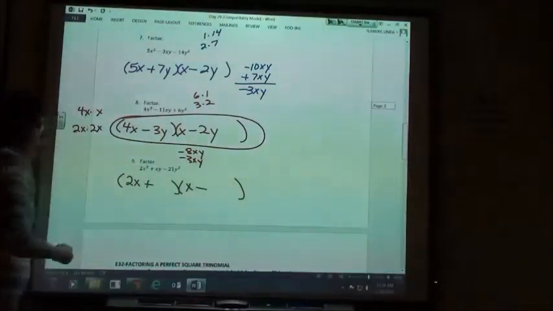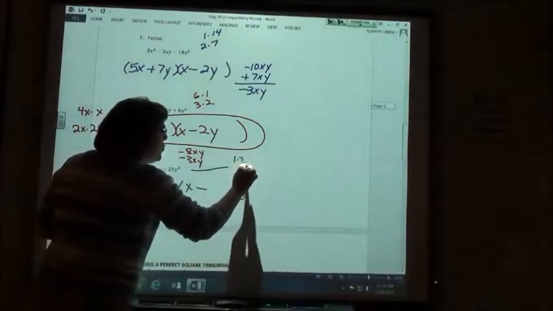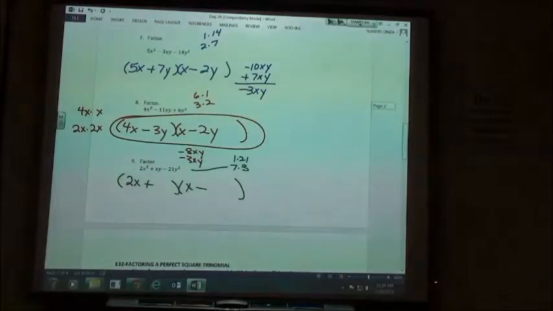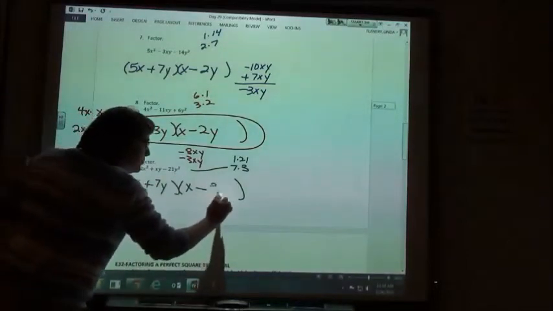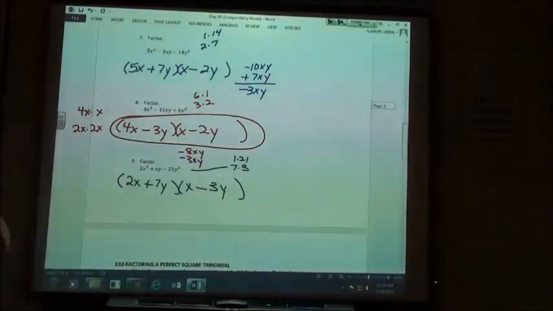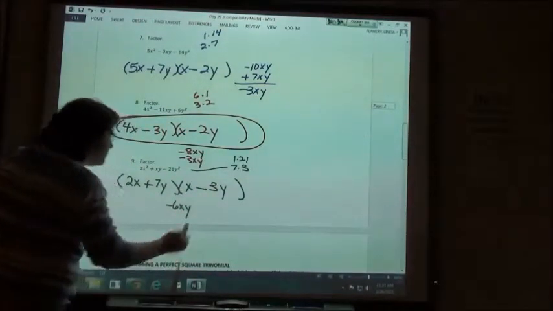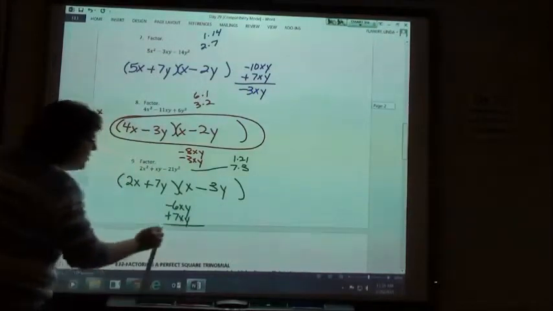Factors of 21y squared. 21 would be 1 times 21 or 7 times 3. I'm going to start with the 7y and the 3y. And then I'm going to check. My outside product is negative 6xy. My inside product is positive 7xy. Man, I'm a good guesser on this one.